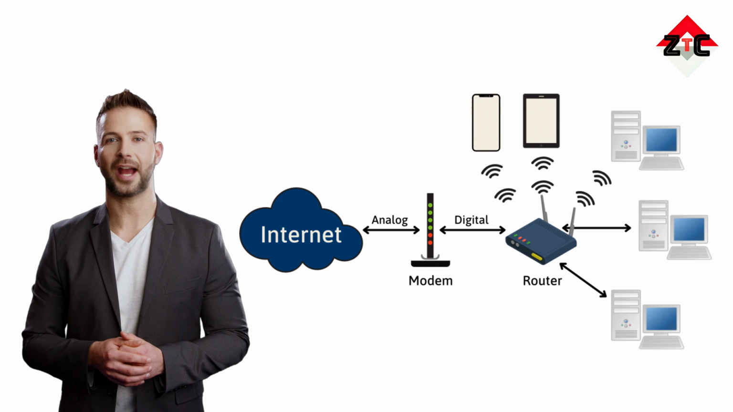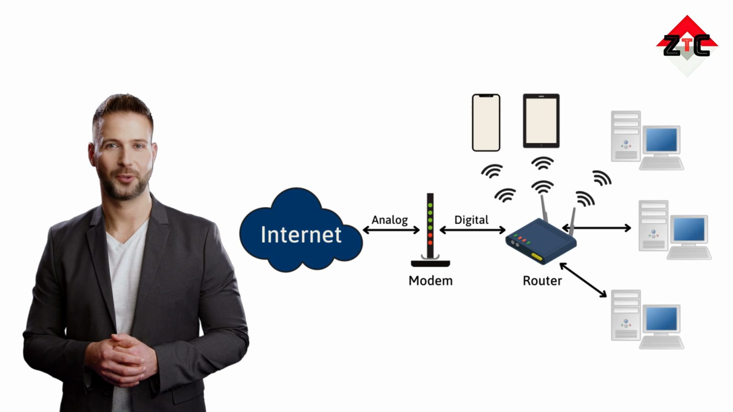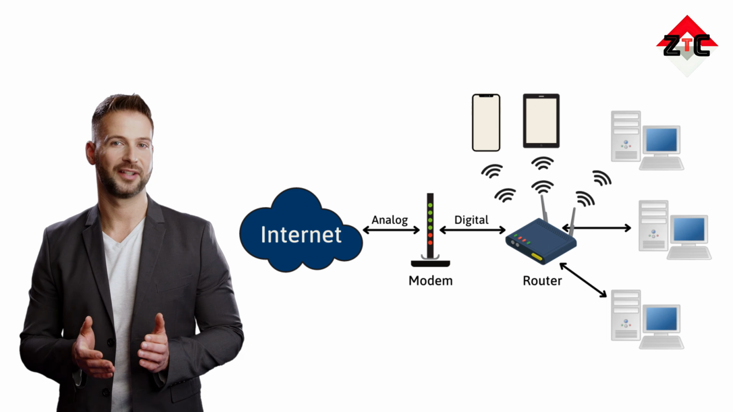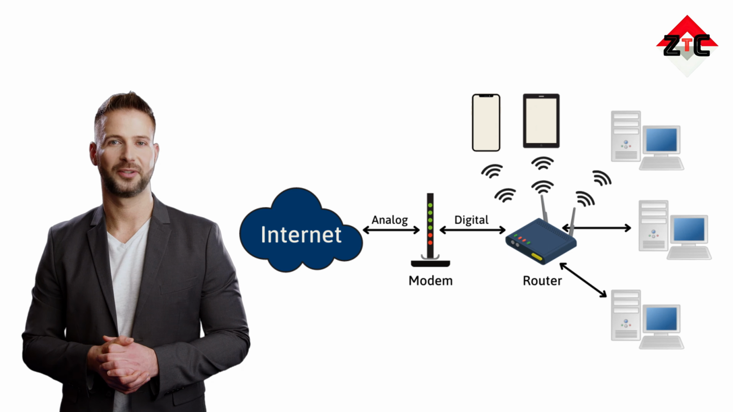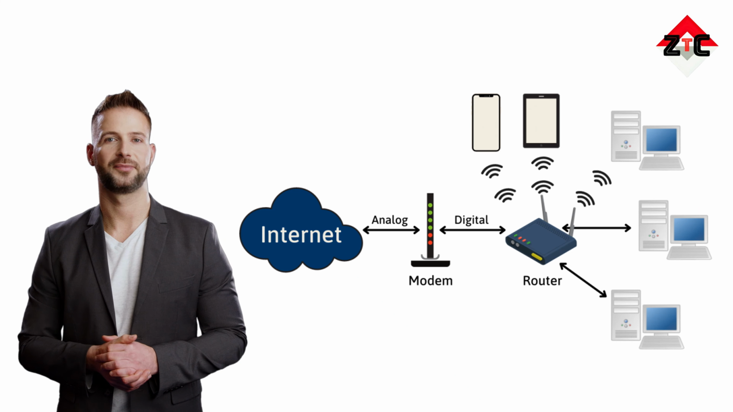The modem sends the analog signal over the telephone line, cable line, or wireless network to the receiving modem. The receiving modem then decodes the analog signal back into digital signals that can be read by the computer or digital device.